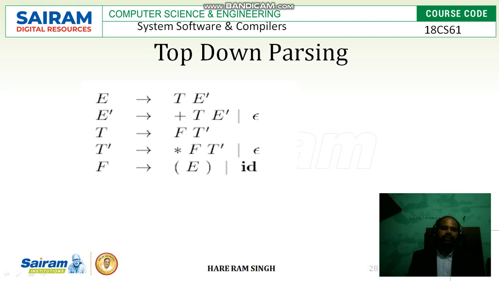This is the non-left recursive unambiguous grammar. E derives TE', E' derives +TE' or epsilon, T derives FT', T' derives *FT' or epsilon, and F derives (E) or id. So we have to generate the parse tree for this grammar. Let us see how.